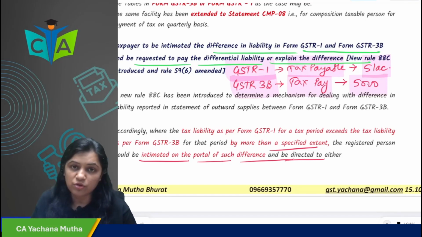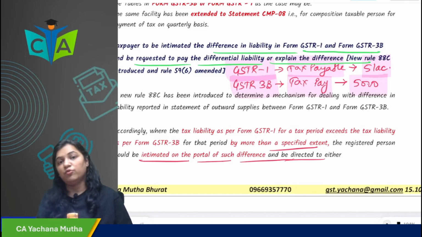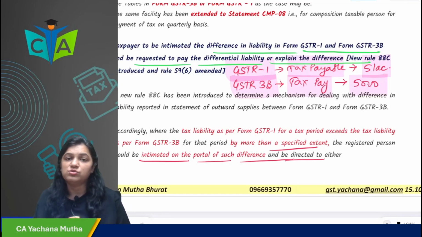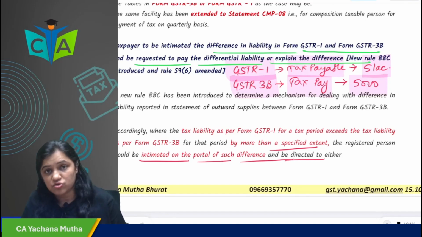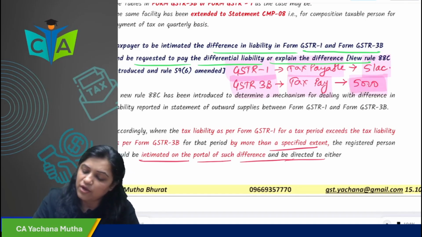So in GSTR 1, you have shown that tax payable is 5 lakh rupees. Okay, you have uploaded the invoice, and the other person has taken the credit also. Now, at the time when there is the actual liability to pay tax in 3B, you have shown the tax as only 5,000 and paid 5,000. So, there is a difference.